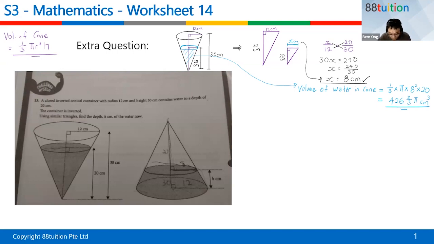Okay, which means that if I turn it upside down, now the cone becomes like that. And now the height of the water is like that only. So down here is the water. The amount of water here is the same. Can you see not? So I can say that down here, the volume is still the same. Correct or not? It's still 426 and 2/3 pi, because it's the same amount of water inside. Correct or not? I hope you can understand up to here.